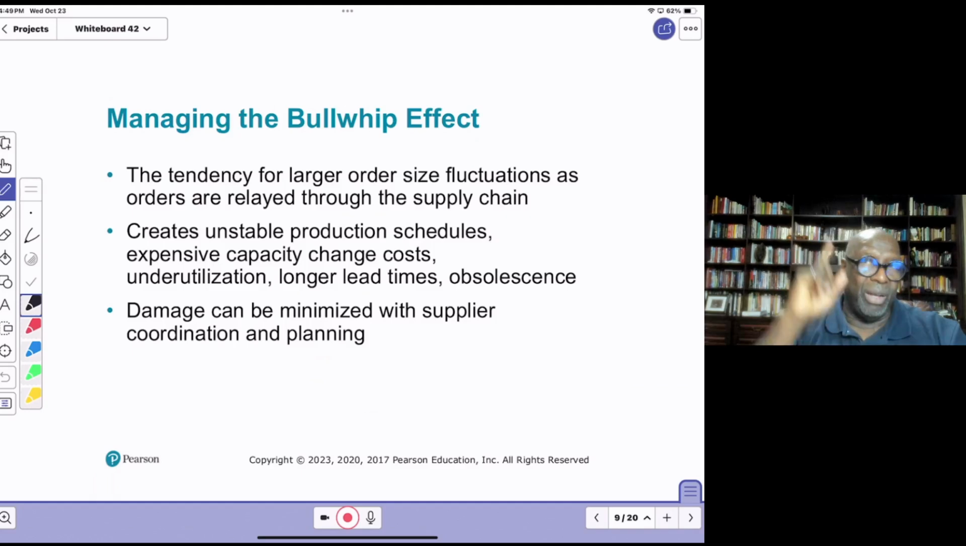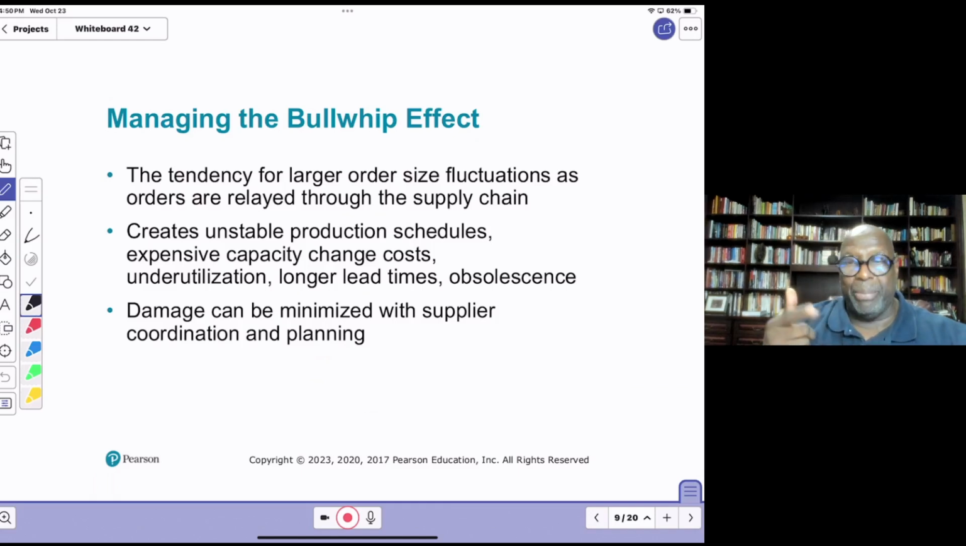and then incur fairly large inventory levels, and that cost gets passed on to the consumer. So there's a need to optimize the supply chain, and the way in which you can do that is to share information. So the tendency is for larger order size fluctuations as the orders relay through the supply chain. It creates unstable production schedules, expensive capacity change costs, underutilization, longer lead times, obsolescence.